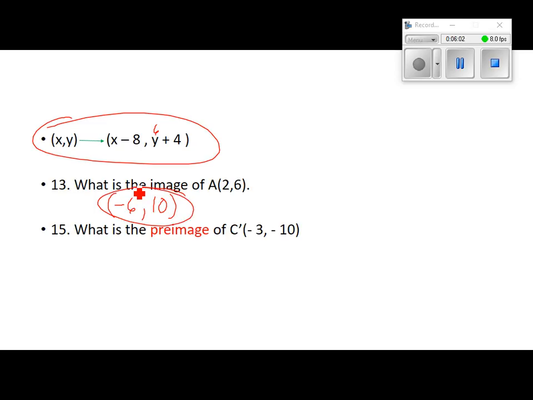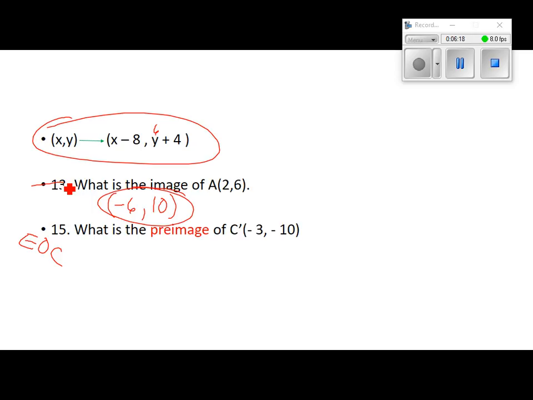-6, 10. The EOC test, these are the kind of problems they like. They don't like this one because that's too easy. They want to see that you know and can use stuff and can use it however it's given to you.